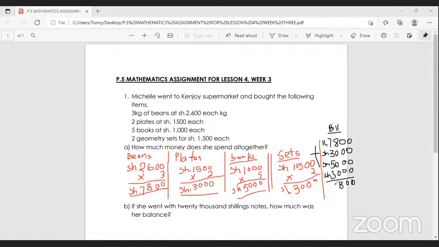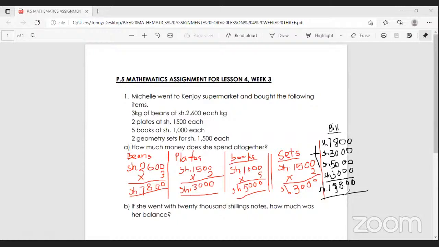So here we have 18. Meaning that the total money that you have spent, your expenditure, that Michelle has spent in Kenjoy supermarket is 18,800.